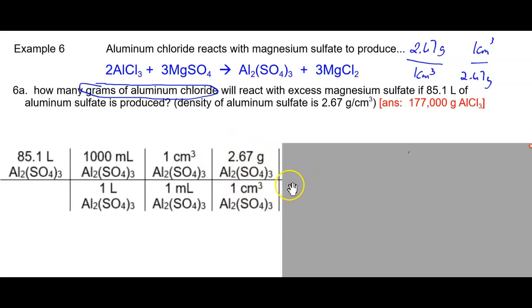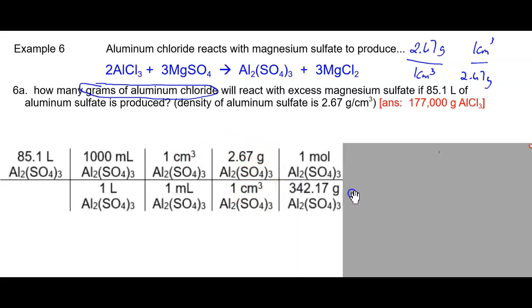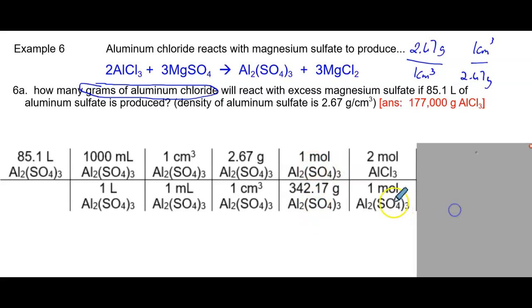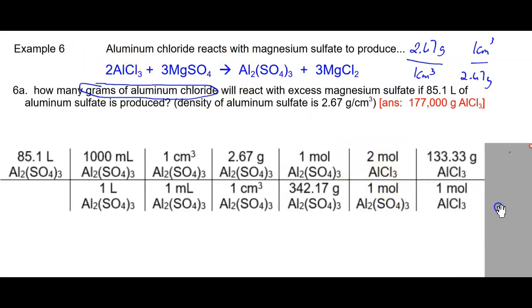Now I can use the periodic table to get from grams to moles. We know there are 342.17 grams of aluminum sulfate. Remember, that's 2 aluminums, 3 sulfurs, and 12 oxygens for every 1 mole. Remember, the periodic table number is always grams per 1 mole. And then we can mole shuffle. We're going from 1 mole of aluminum sulfate from our balanced equation for every 2 moles of aluminum chloride from our balanced equation. And then the final thing we can do here is to go from moles to grams, because remember, we're trying to get to grams.